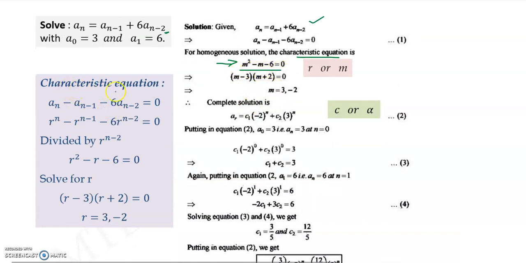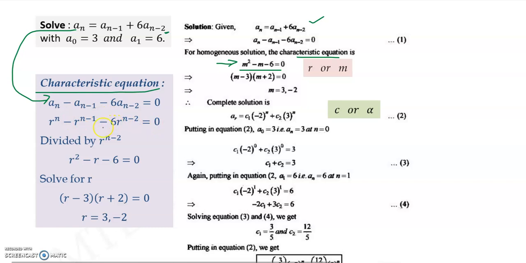How to find the characteristic equation? First you write the given recurrence relation, grouping all the values on the left side: a_n minus a_(n-1) minus 6 a_(n-2) equals 0. Now, for a_n you write r power n, minus r power n minus 1, minus 6 r power n minus 2, equal to 0. This is the way to write the characteristic equation.